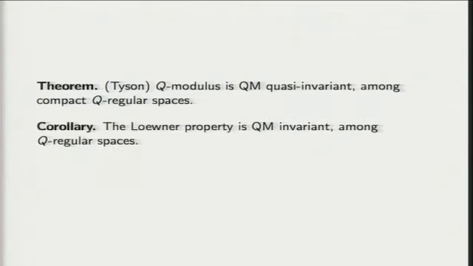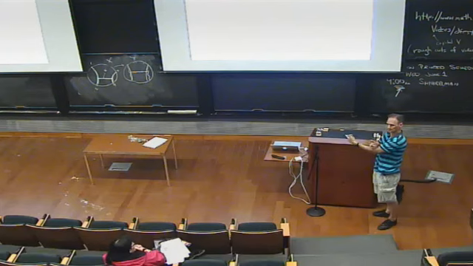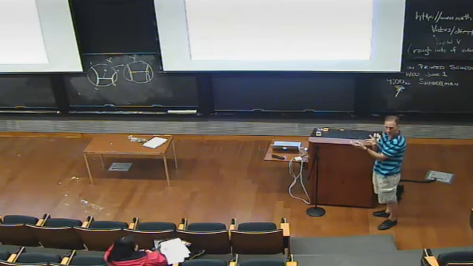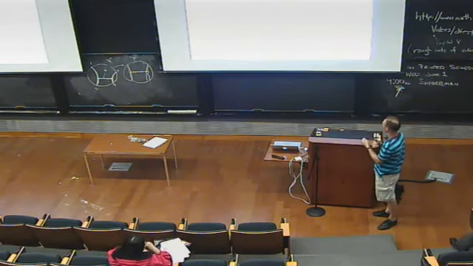Right? So a corollary of this is that the Löwner property is itself quasi-Möbius invariant, because it's a property which relates relative distance, which is easily seen to be quasi-Möbius quasi-invariant, with modulus, which is quasi-invariant by Tyson's theorem.